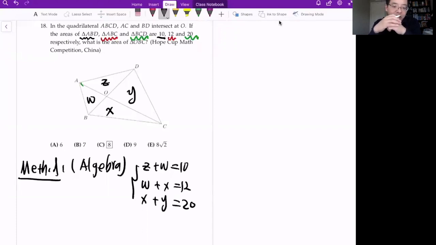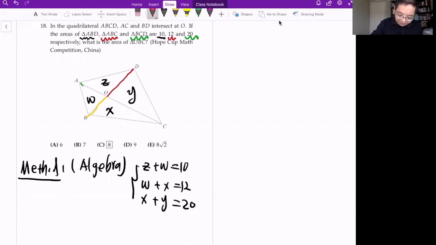Then you may ask, wait a second, but you have 4 unknowns, right? X, Y, Z, W, but you have only 3 equations, just purely based on algebra. So here, as I said, now we are going to use a geometry fact. Here you see, we have these 2 triangles, AOB and AOD. So they share the same height.